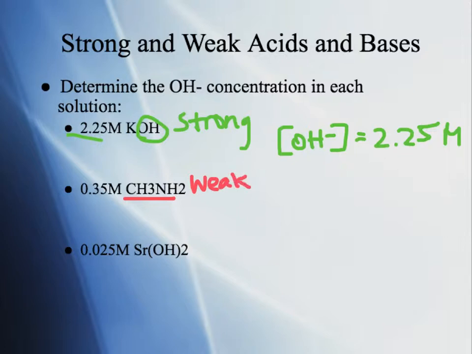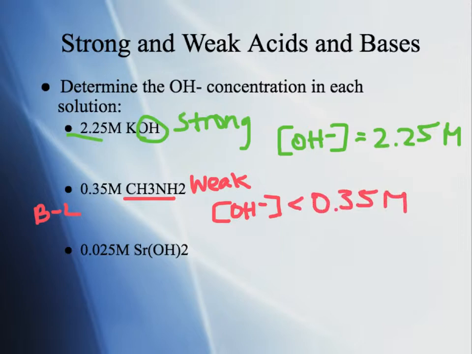Now, this one is methylamine, which is a weak base. Remember, we categorize them as weak bases. It's Bronsted-Lowry type, which are weak, and so they are not going to completely ionize in water. We're going to have this methylamine molecule still intact sometimes. What that means for the hydroxide ion concentration is that it's going to be less than what we start with, less than 0.35 molar.